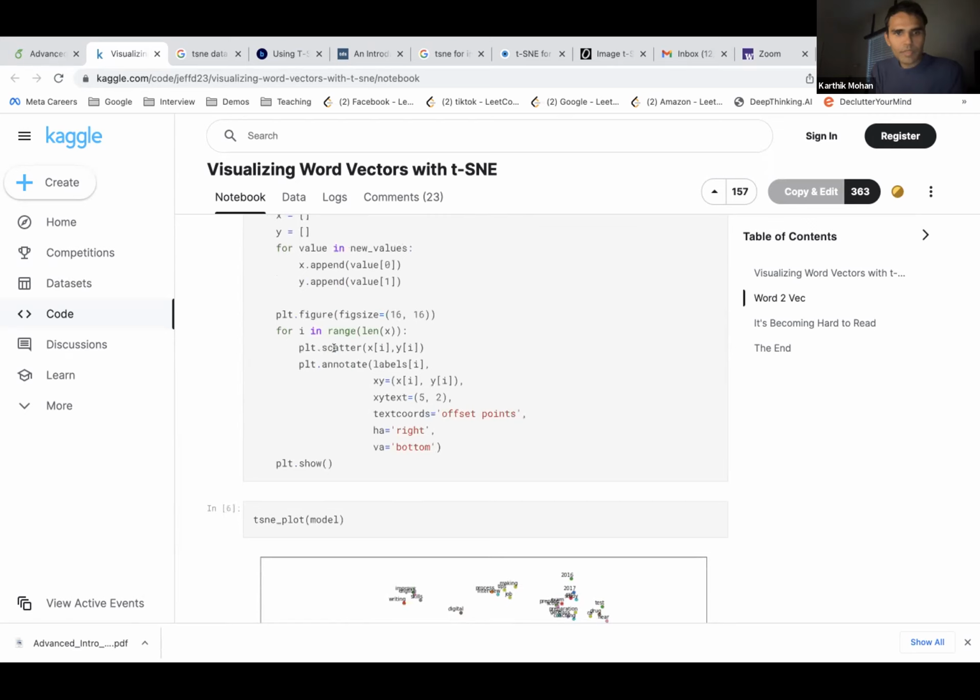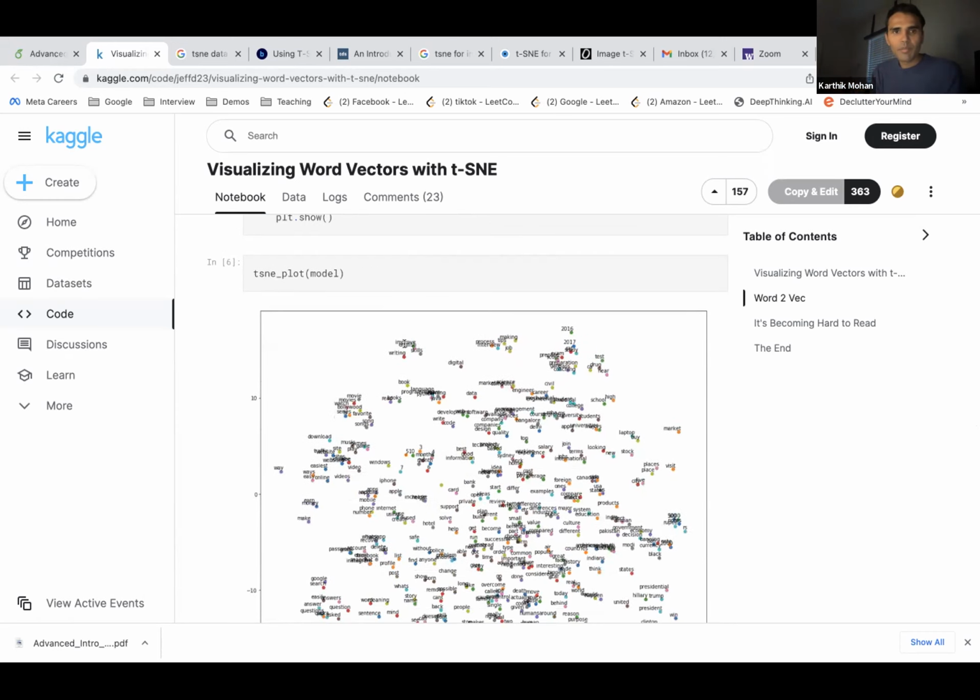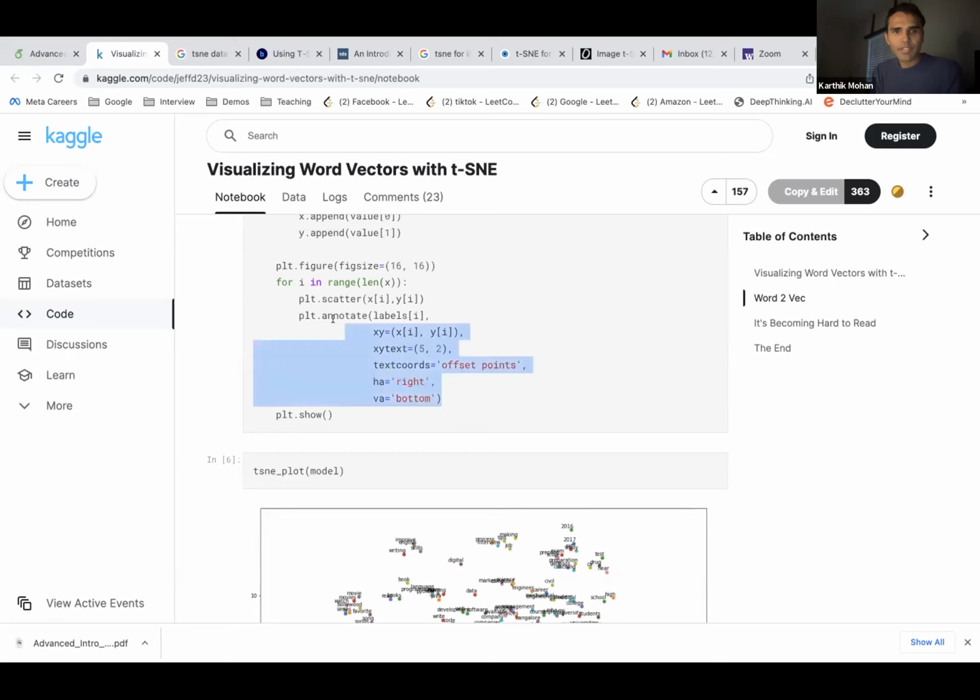So let's say we did a scatter plot with X and Y. At an X and Y coordinate, you have a point, right? What is that X and Y coordinate? That's the t-SNE representation. t-SNE gives you 2 dimensions. So the first dimension is X, the second dimension is Y. So X and Y helps me plot words, but I need to annotate it, and that's what's happening here.